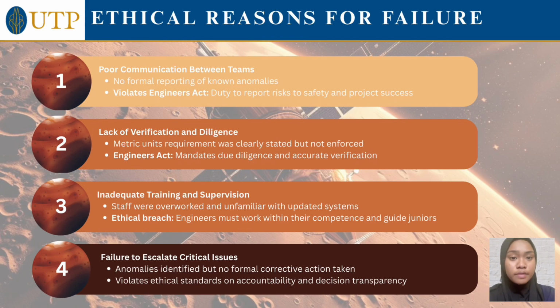Secondly, there was a lack of verification and diligence. The documentation clearly stated that metric units must be used, but no one ensured this was followed. Ethical engineering demands thorough checking, especially when human lives or national resources are at stake. The team was also understaffed and overworked, operating without sufficient supervision. According to the Engineers Act, engineers must work within their competence and mentor others to maintain professional standards. Finally, when warning signs appeared before the orbiter failure, there was no structured response. No one took responsibility or initiated a corrective action. That's a failure in ethical accountability.